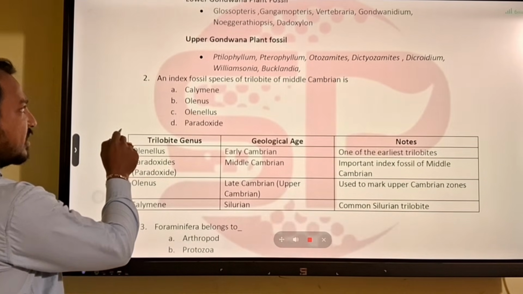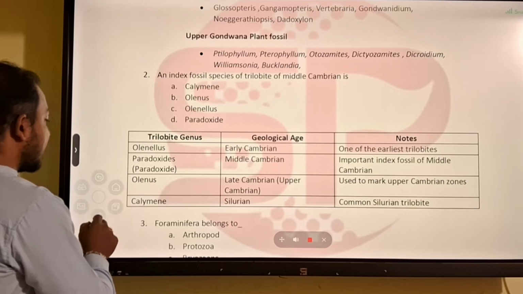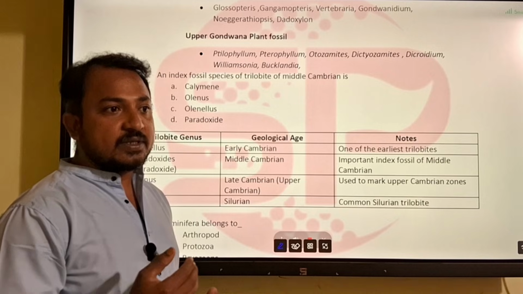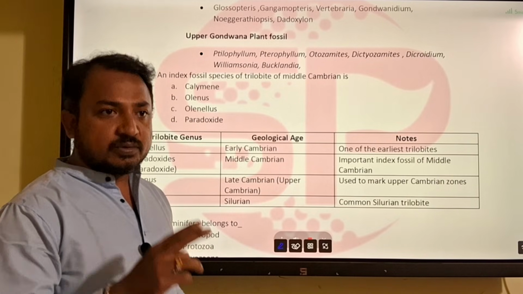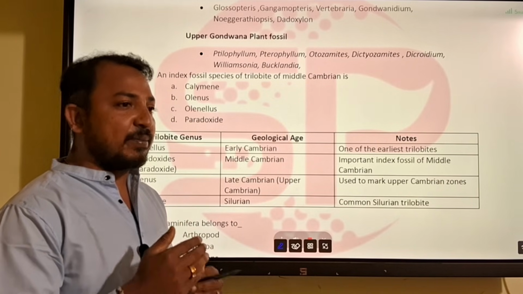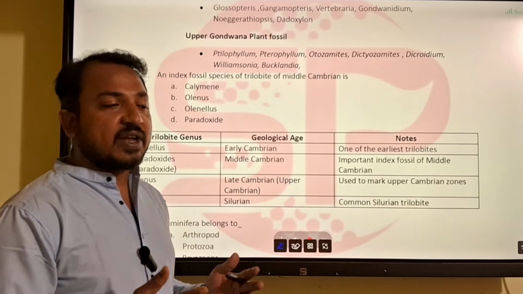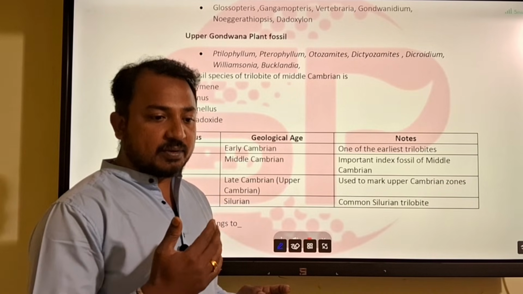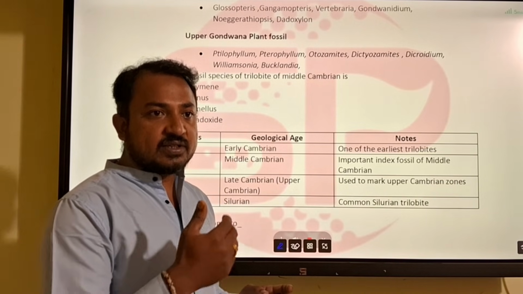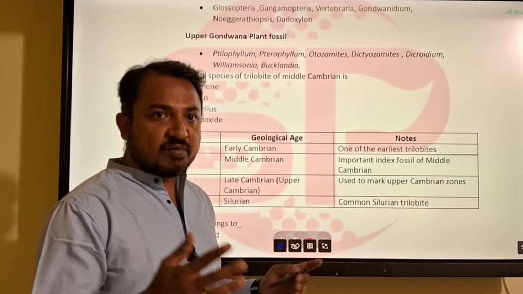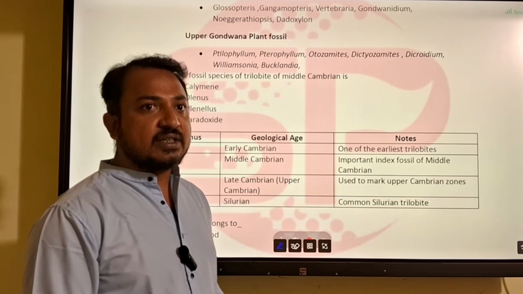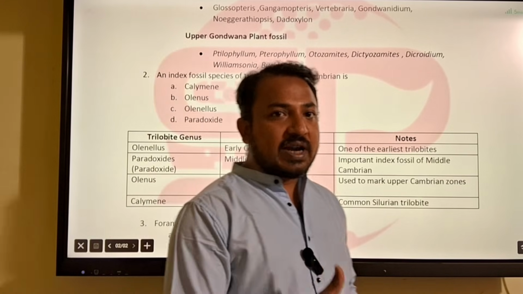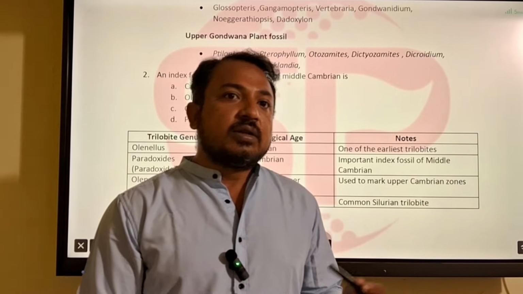Next, we come to an index species of Trilobites. So what is an index fossil? Index fossils are fossils which have a very short time range or short time period and very wide geographical distribution. They are present for a very short time period but can be found in a wide geographical region. So they are considered index fossils because of their availability and short time range. They are very helpful in stratigraphic correlation.